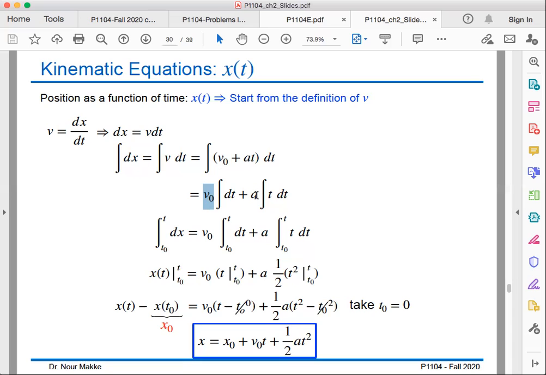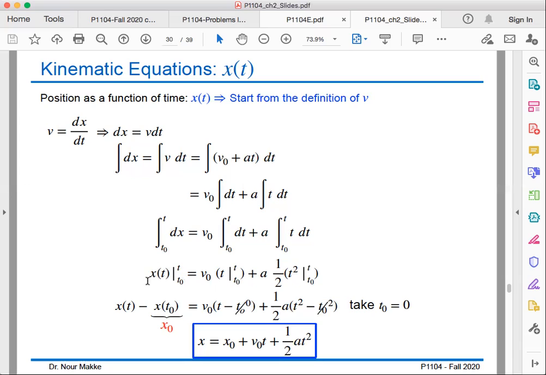But since a is also a constant, we can get it out of the integral. And so we end up with the integral of dx equal to v0 times the integral of dt plus a times the integral of t dt. And we can apply the time limits of the integral for all of them between time t0, the initial time, and the time t. Now, all we need to do is the integration. So we know the integral of dx is simply x. The integral of dt is simply t. And the integral of t dt is 1 over 2 t squared. So it's half t squared.